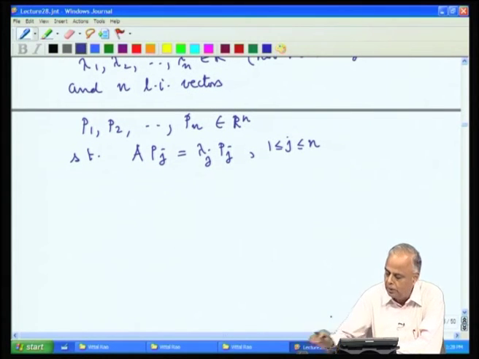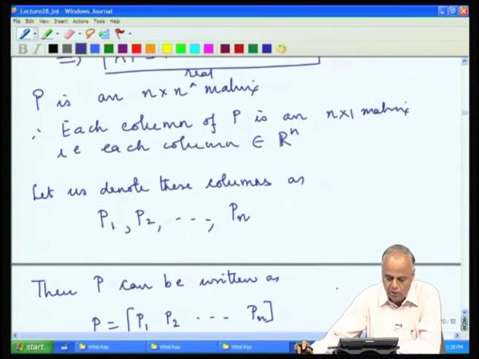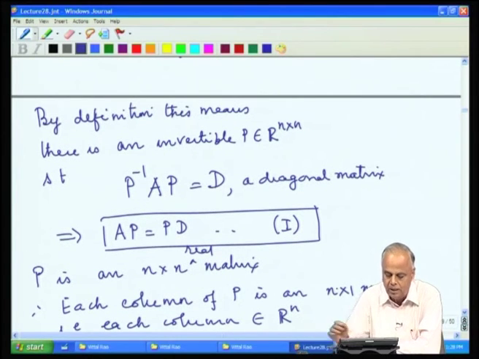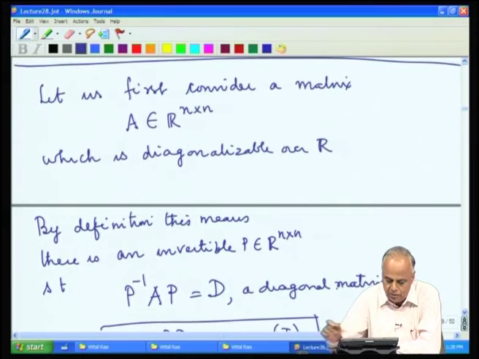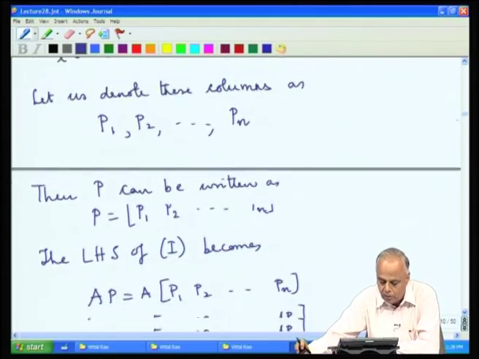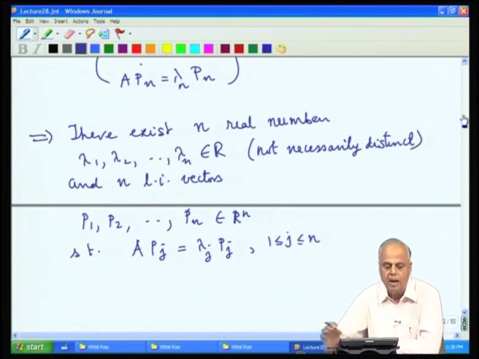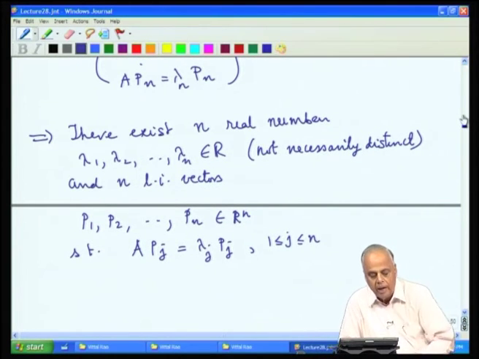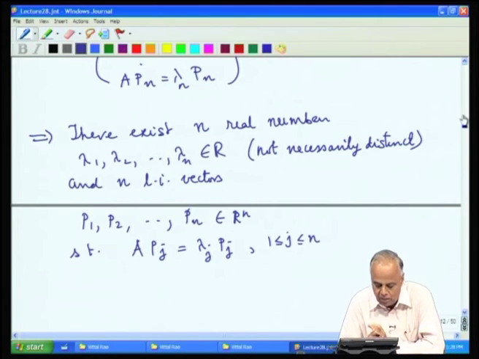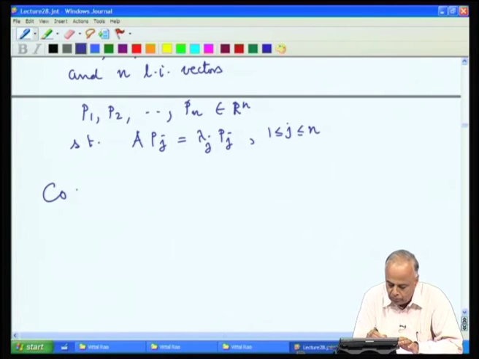So, what is our conclusion therefore? If you assumed or if you know that A is a diagonalizable matrix, we started off with A as a diagonalizable matrix and we are able to conclude that this would force the existence of n real numbers lambda 1, lambda 2, lambda n, and n linearly independent vectors p 1, p 2, p n, that this exists. So, what is our conclusion? Let us call this conclusion 1.